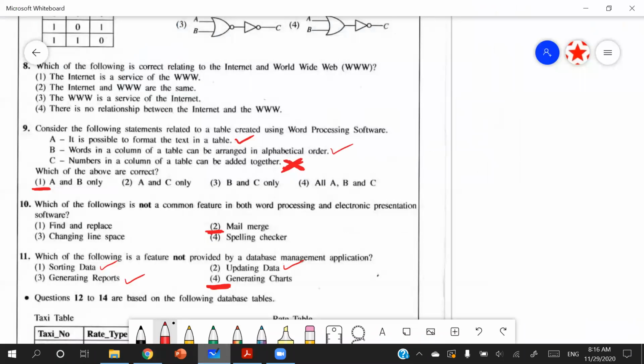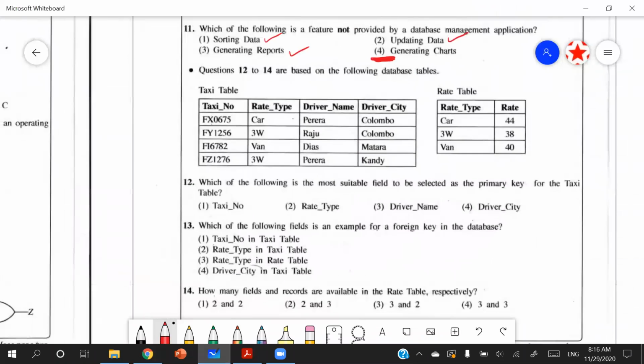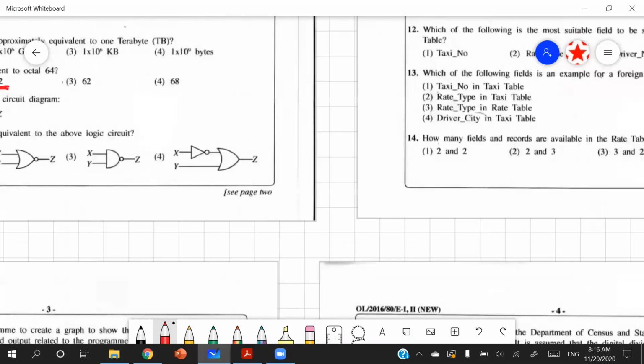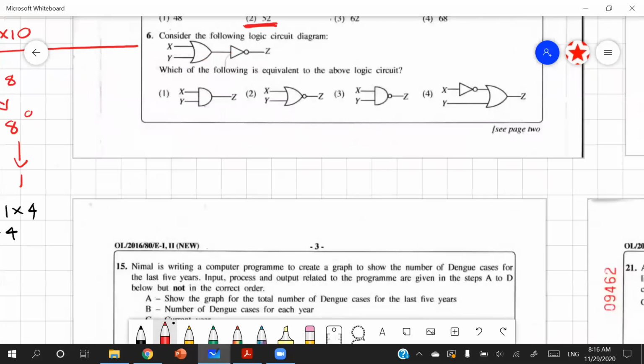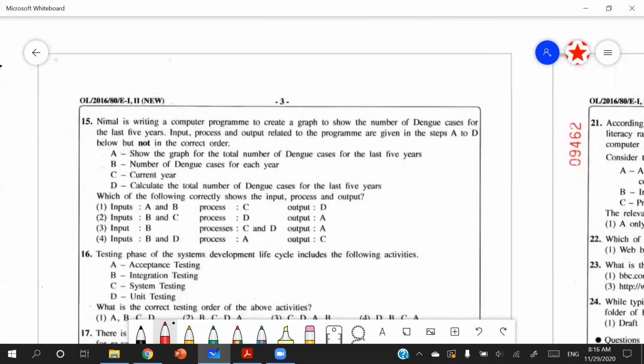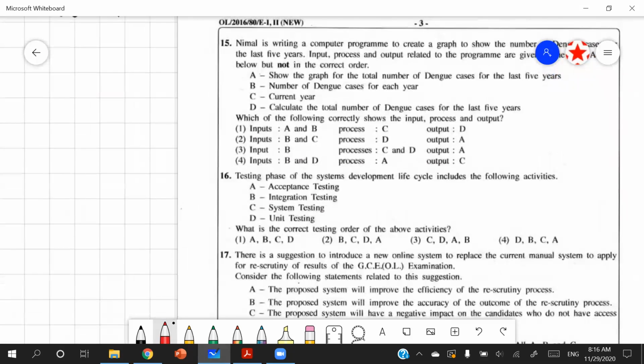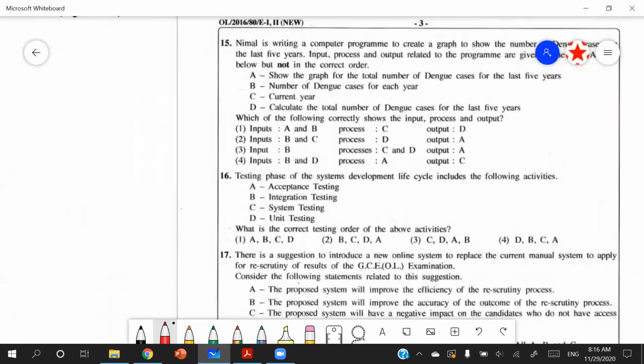And 16th. 16th, right over here. Yeah, it says testing phase.